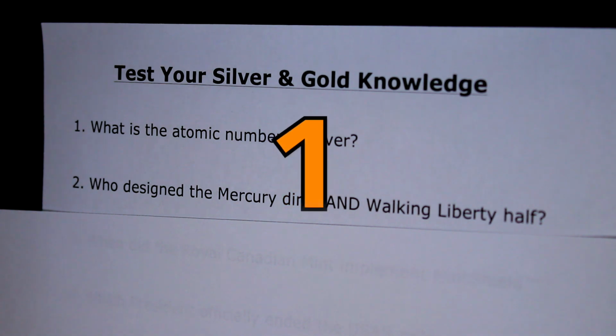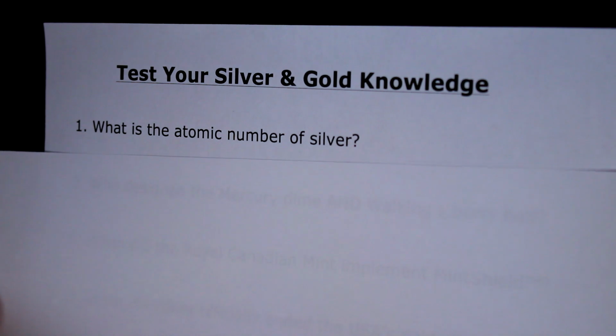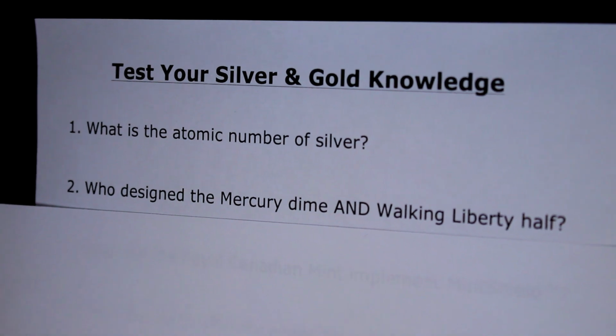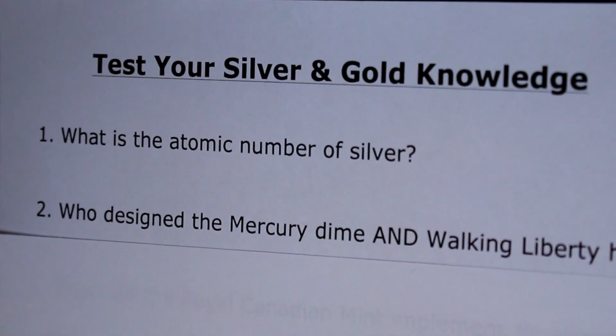First question of the day: what is the atomic number of silver? If you were to look at a periodic table of elements, what number is assigned to silver?